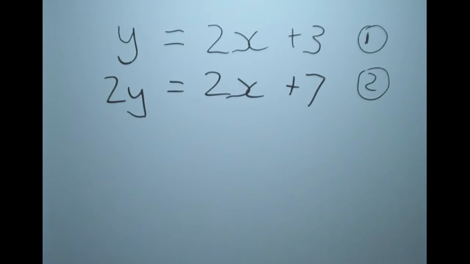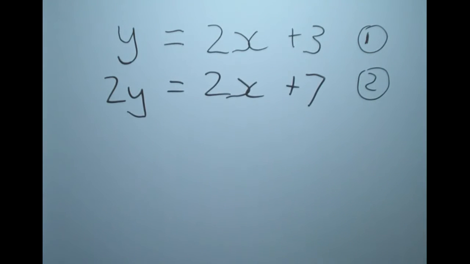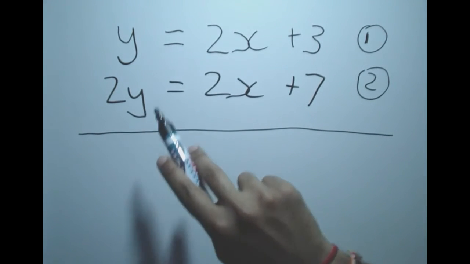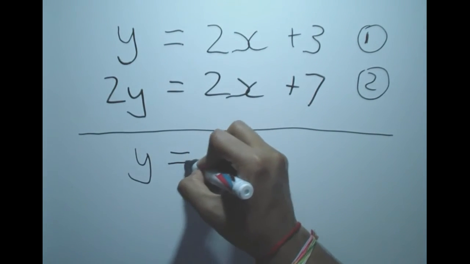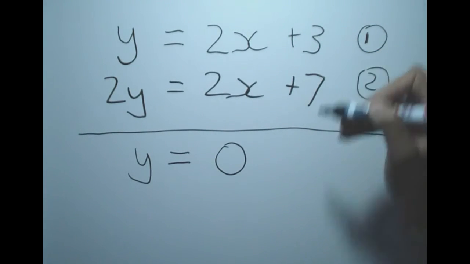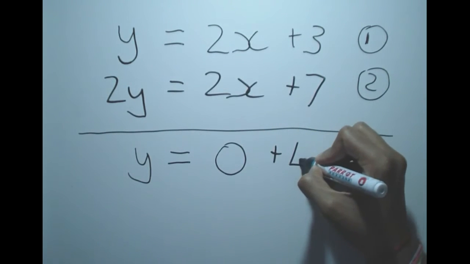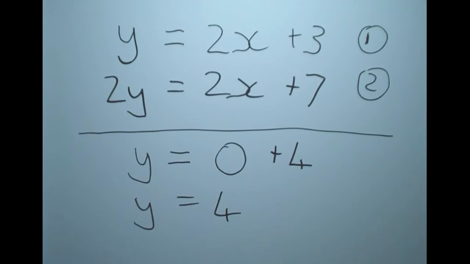We're trying to find if I can get rid of an x or a y by subtracting or adding. So here I can say 1 minus 2 or 2 minus 1, and they will both go away. So I want to keep positive values of y, so I'm going to say number 2 minus number 1. So how I do this is I say 2y minus y gives me 1y. And my equal sign comes in here. I get 2x minus 2x gives me a big 0. And I have 7 minus 3 gives me 4. So I get y is equal to 4. And this is how I've solved for y.